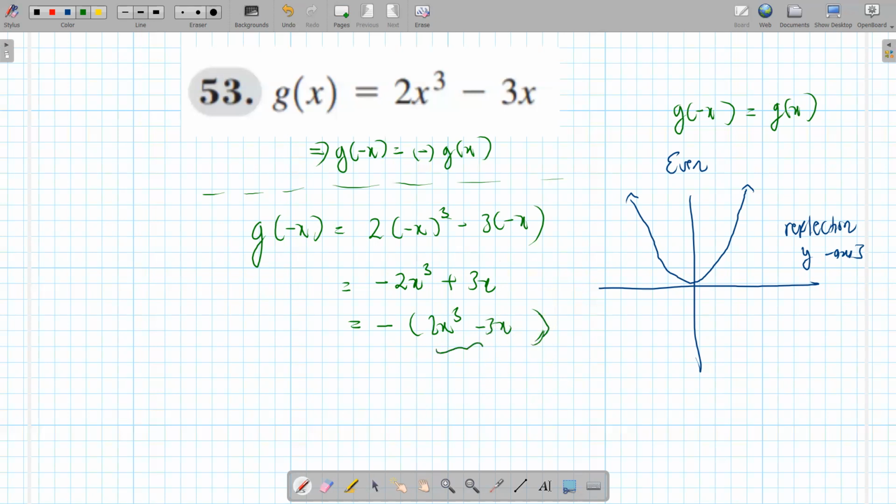Now notice, what is this? This is g of x, so we got minus g of x. So it satisfies this condition, so it's an odd function. Oh, so minus g of x is the same as g of negative x. Yeah. So for it to be odd, it's got to be g of negative x equals minus g of x.